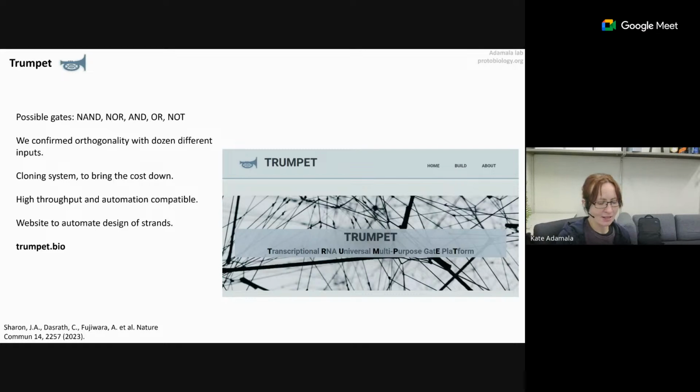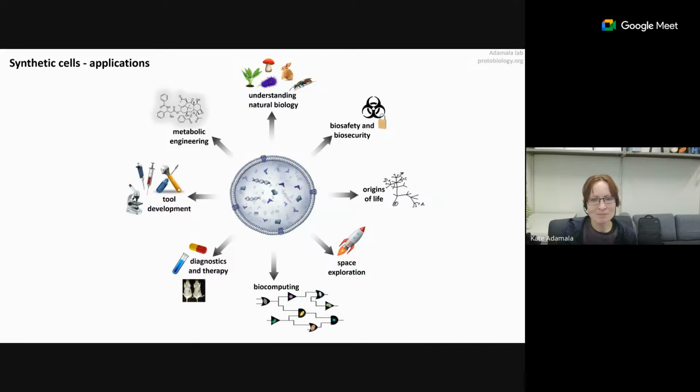So again, this is proof of principle. We just showed that you can encode very simple gates. We're working with a collaborator right now to make an adder. So again, it's still going to be a proof of principle adder, but it's possible to encode an adder in TRUMPET. At least preliminary data shows that it is. Okay, so it works. It's possible to do those layered biocomputing operations in a very simple in vitro system.